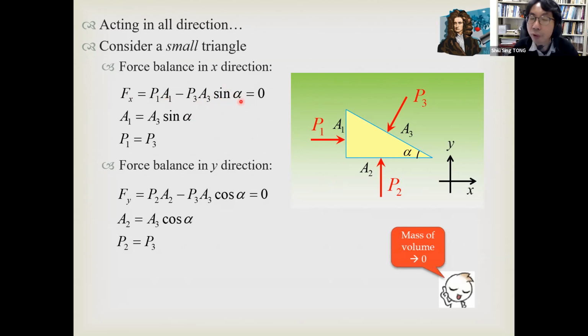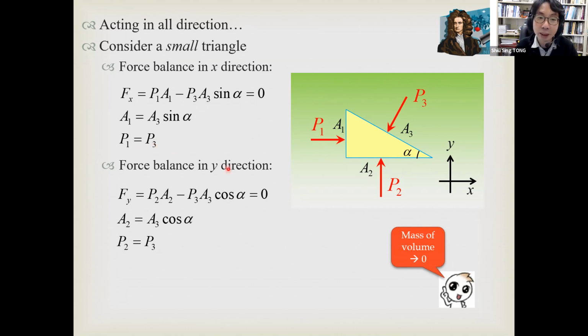Now, let's take a look at this formula. We can see from this triangle that A1, this area, is A3 sine alpha. This is a simple relationship for a right angle triangle. A1 is A3 sine alpha. So actually, A1 and A3 sine alpha are equal, right? And so this equation will give me P1 equal to P3. So the pressure forces, although they act in different directions, they are equal. Not the pressure forces are equal, but the pressures are equal, although they produce different pressure forces in different directions.